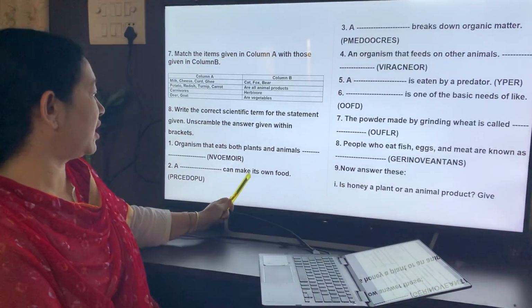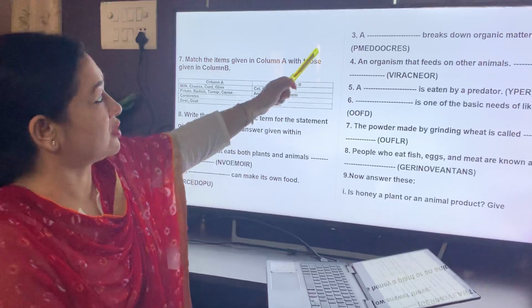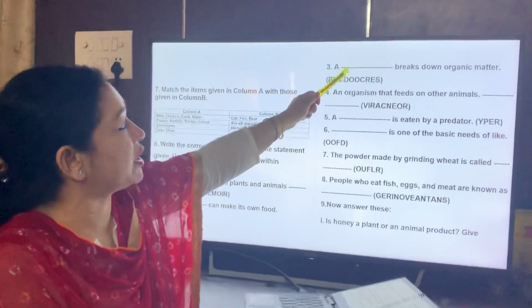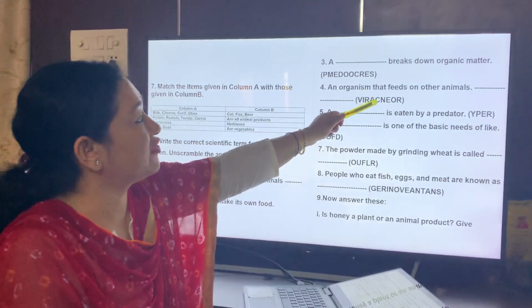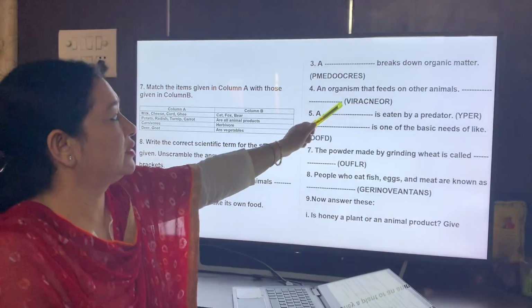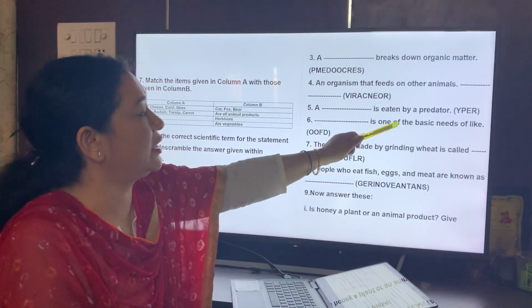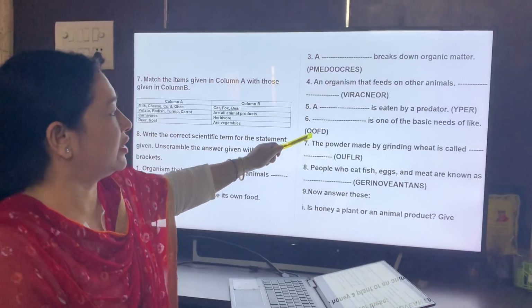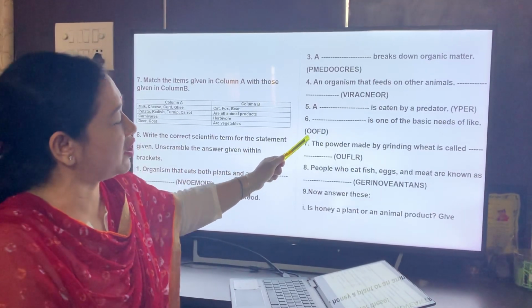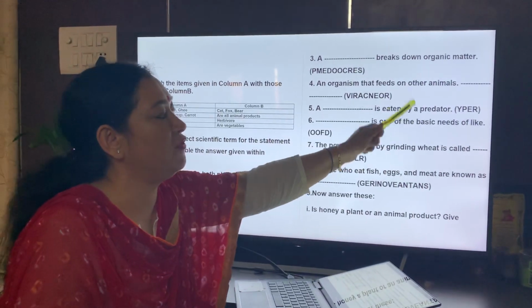A dash can make its own food. So, this you have to unscramble and write the answer. Similarly, a dash breaks down organic matter. An organism that feeds on other animals. A dash is eaten by the predator. Dash is one of the basic needs of life. So this you can very easily find out that this is food. Food is one of the basic needs of life.